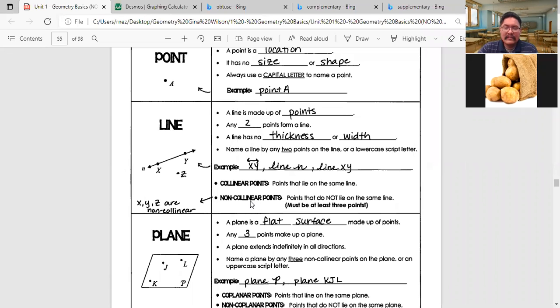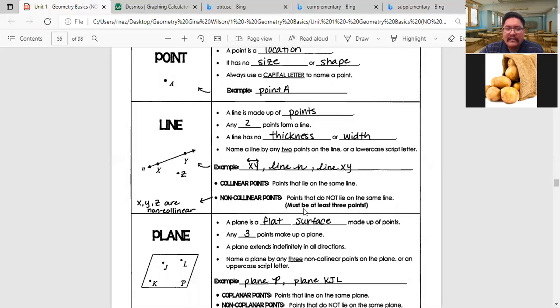And then with lines, you have a couple of things that can happen with points. If they are on the same line, we call that collinear. So again, collinear, co meaning the same and linear meaning line. So it just means on the same line. So X, Y, and Z in this case would be non-collinear. So they are not on the same line.